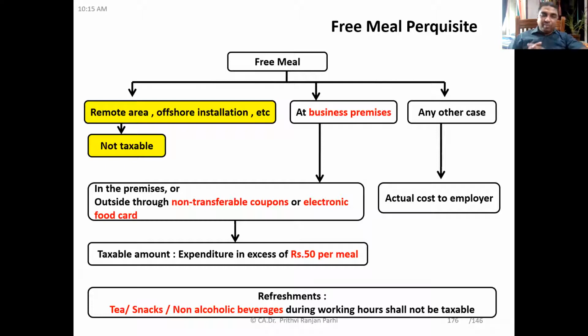But here, friends, you remember, refreshments are not taxable. The facility we are talking about here is about the meals. Refreshment means tea, snacks, non-alcoholic beverages during working hours, which are not taxable. So if snacks are provided during working hours, it's not taxable. But if a meal is provided, it's taxable beyond rupees 50.